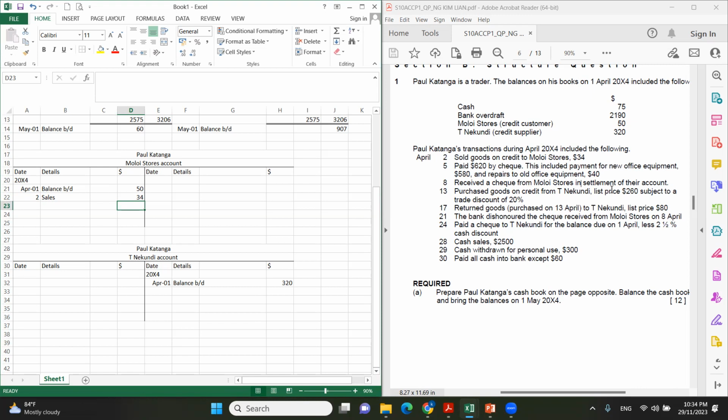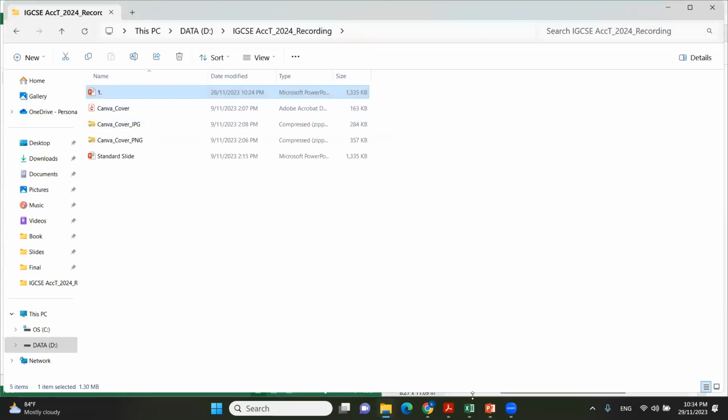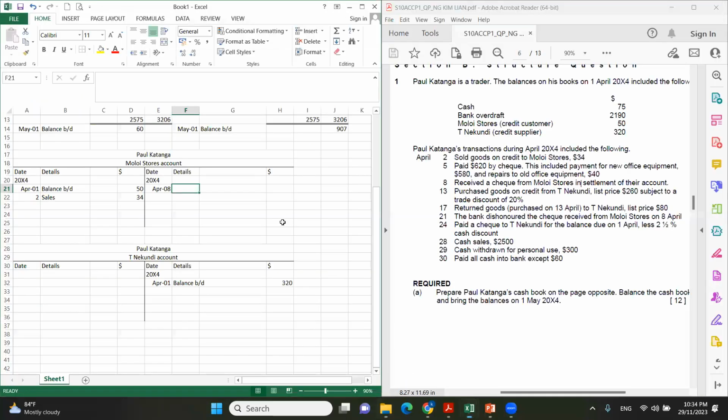Now, next is: receive a check from Molloy in settlement of their account, this 8. So this 8, 20X4, Molloy pays out the check, gives the payment. So it should be in the credit side. Get it? From Molloy's point of view, Molloy is giving out the amount. So in here, we put bank. And how much is the amount? Because they say settlement of their account, it means the total, which is 84. These two amounts, you add them up.